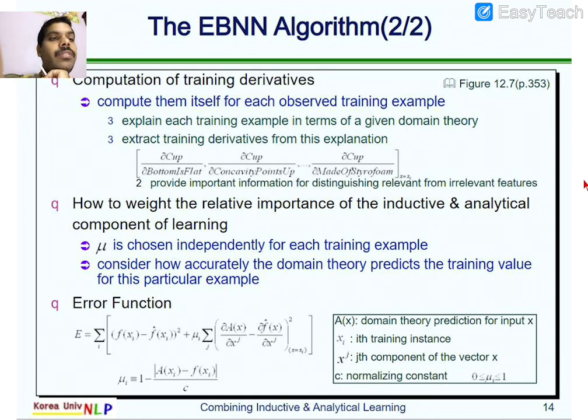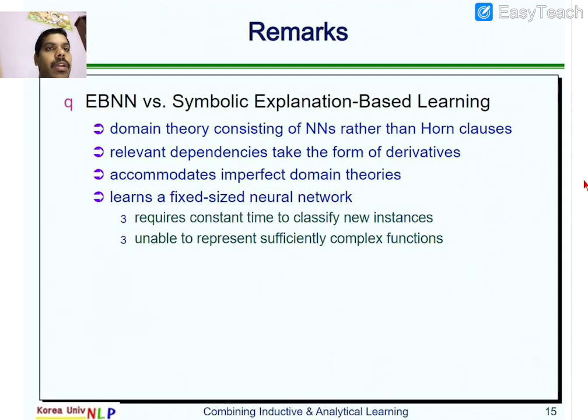How do we weight the relative importance of the inductive and analytical content? Here mu is chosen independently for each training example. So mu is going to be considered, and that is going to reduce the error rate. So why do we need to consider mu? Mu is used to reduce the error rate, and it reflects how accurately the domain theory predicts the training value for this particular example. So we need to find the error function, and that error function is going to be eliminated from the hypothesis space so that we are able to define a new hypothesis.